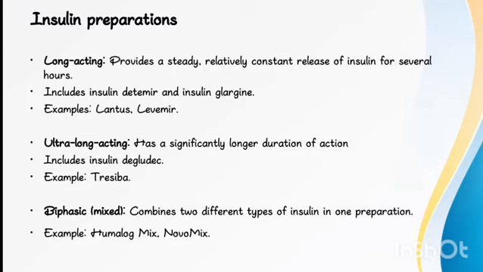Long acting insulin such as insulin glargine and insulin detemir, which provides a steady insulin level for many hours. Ultra long acting insulin like insulin degludec have a very long duration of action. Then biphasic insulin, which contain mixture of two different insulin types to provide both immediate and prolonged effect. Example, Humalog mix.